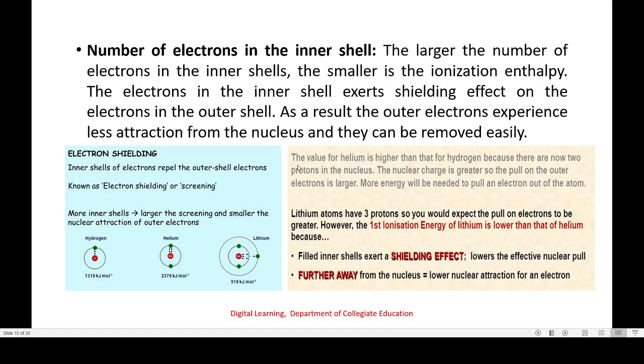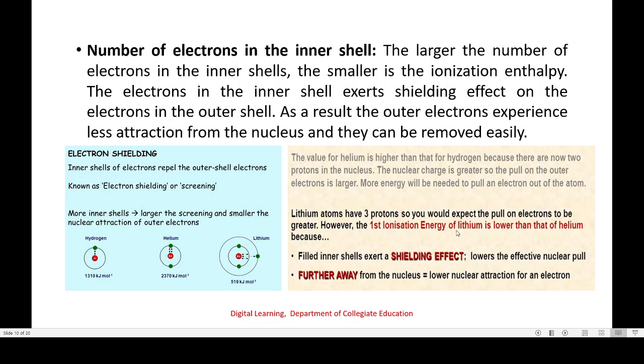The ionization enthalpy for helium is higher than that for hydrogen because there are two protons in the nucleus. The nuclear charge is greater, so the pull on the outer electron is larger. More energy will be needed to pull an electron out of the atom. Coming to lithium, this atom has three protons, so we would expect the pull on electrons to be greater.